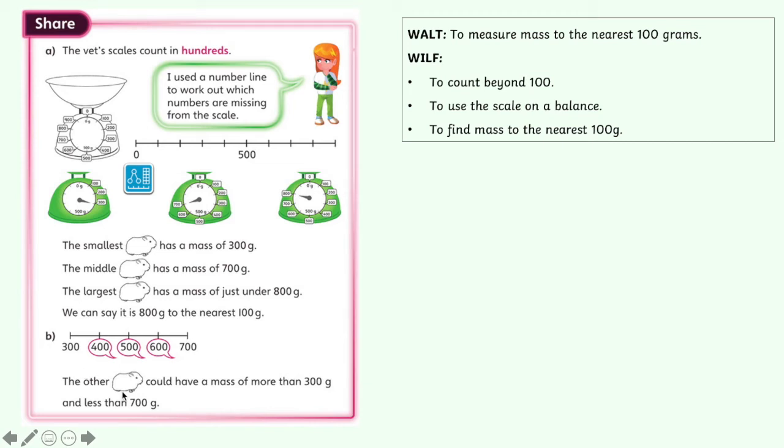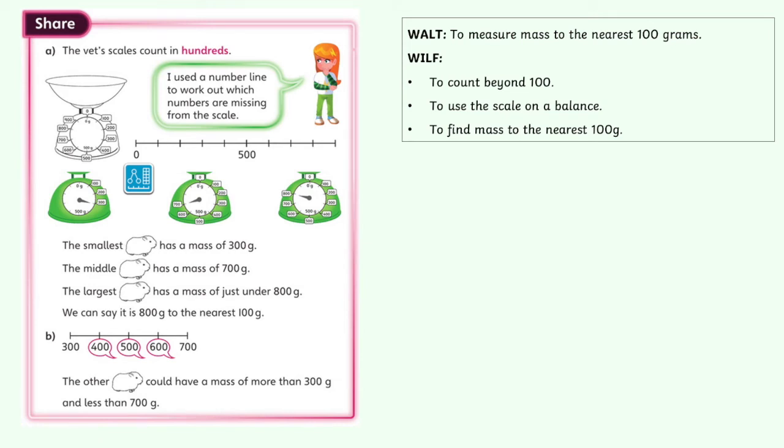Okay, now the second question said this. Another guinea pig weighs more than the smallest at 300, but less than the middle at 700. So you can see here that if we write out the hundreds between 300 and 700, we've got 400, 500 and 600. So the other guinea pig could have any mass that's more than 300 and less than 700. So all the way from 301 all the way up to 699. But if we're thinking in hundreds, then we would have said 400, 500 or 600.